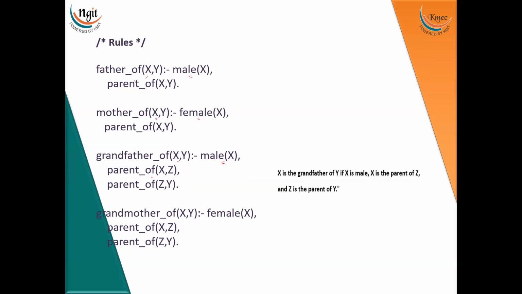So how does it work? The parent of one's father will become the grandfather of another one. So this is the representation: X is the parent of Z and Z is the parent of Y. Similarly, the same representation over here. Say X is a grandmother of Y. So here X should be female, and the same representation applies over here.